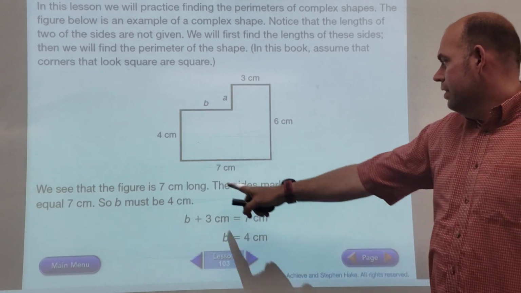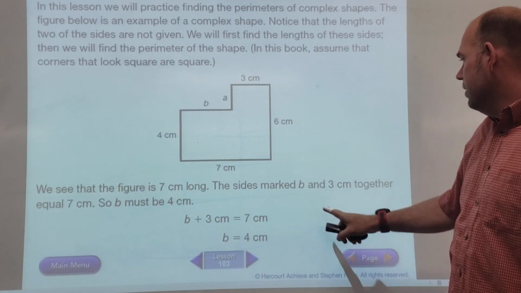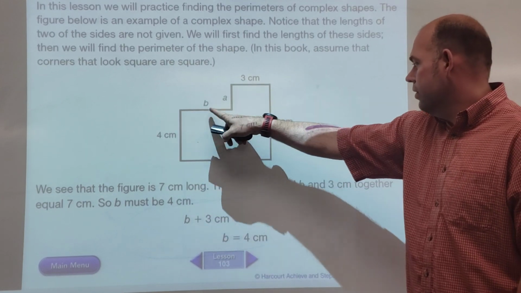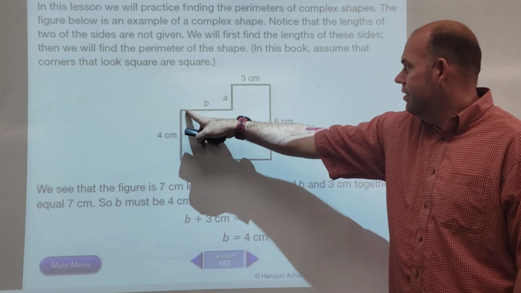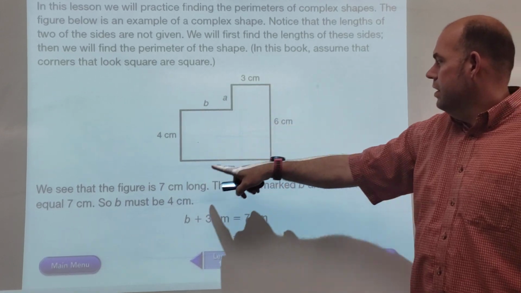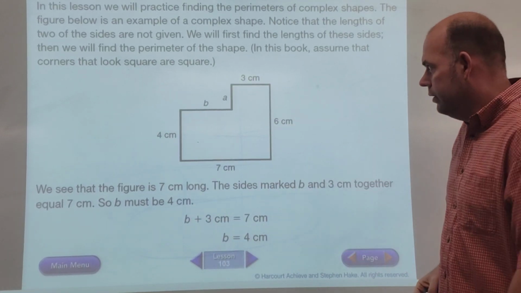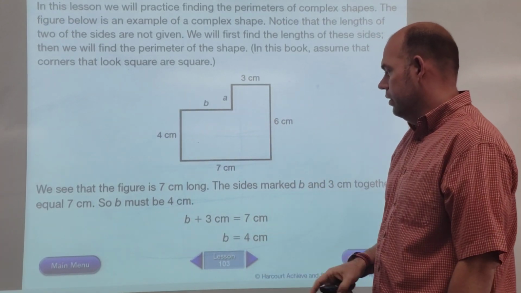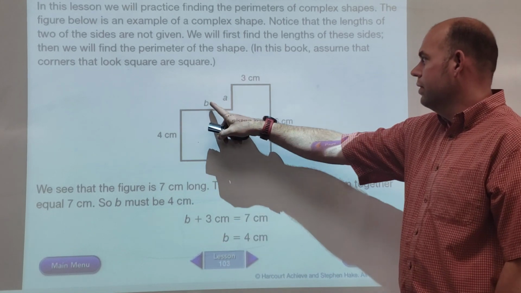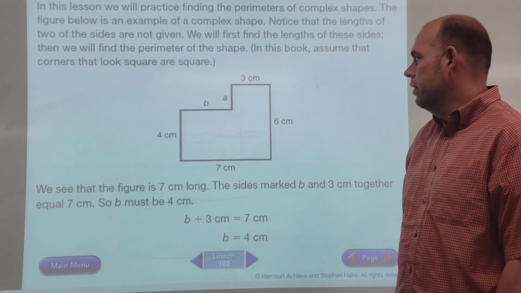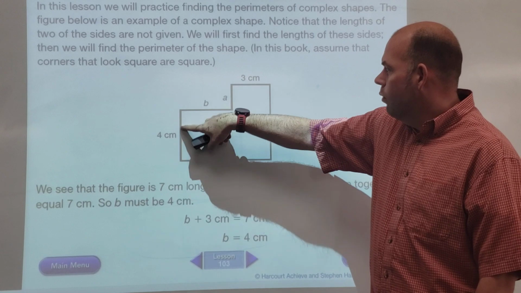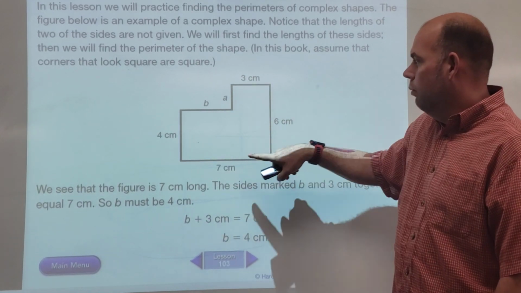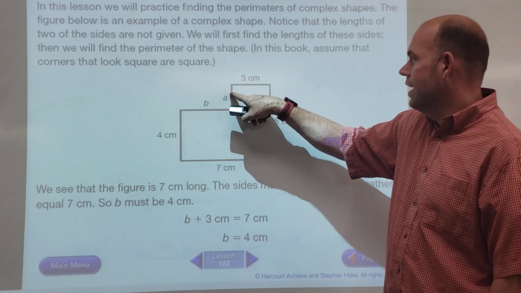So we see that the bottom's 7 centimeters long, and then the side marked B and 3 centimeters together is going to equal 7. So this plus this equals this. That totally makes sense, right? So what plus 3 equals 7? Well, 4 plus 3 equals 7. So we know that B equals 4 centimeters. Likewise, we can look at 4 centimeters plus what equals 6. Well, 4 plus 2 equals 6, so we know that that's 2.